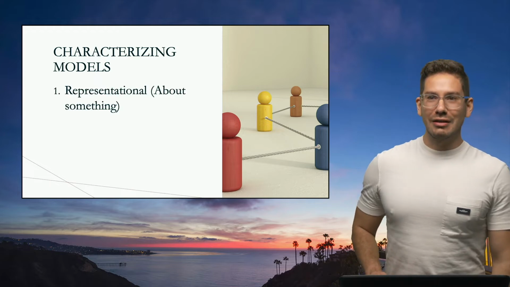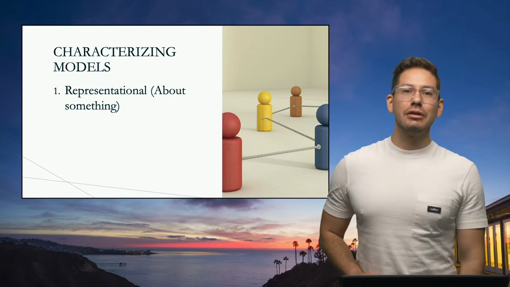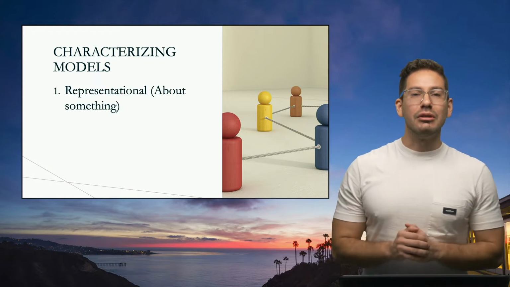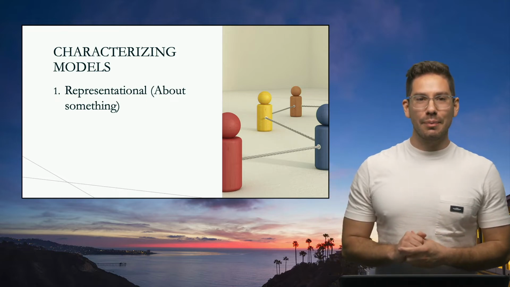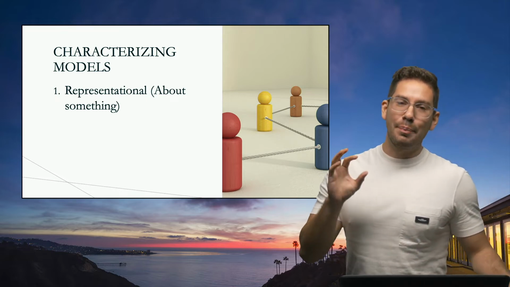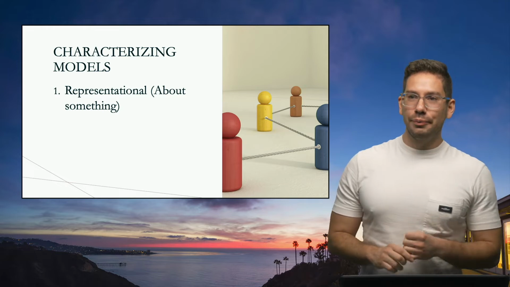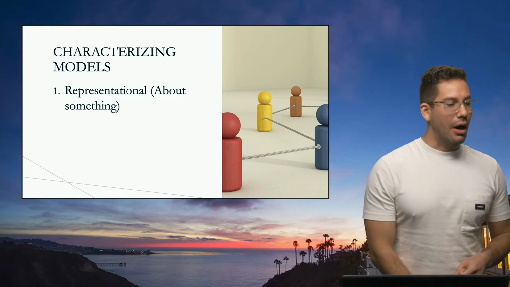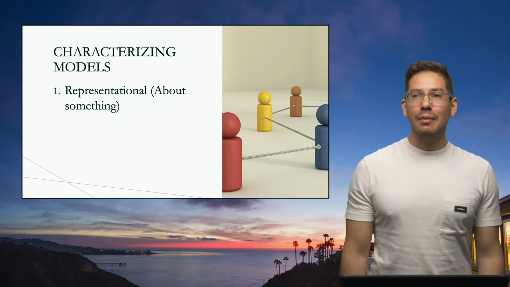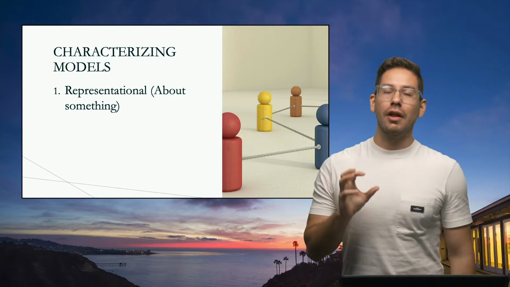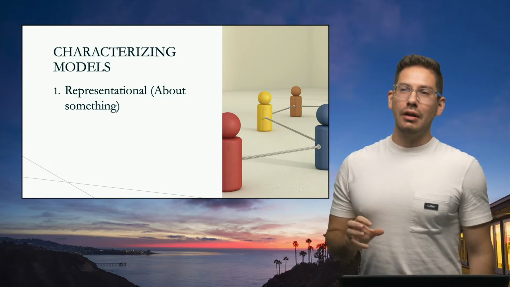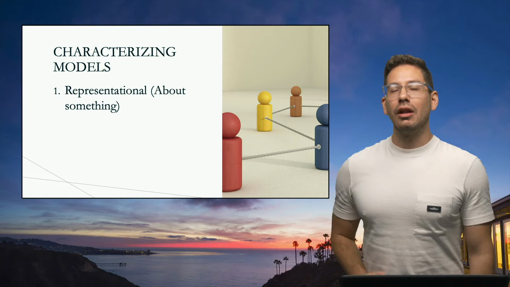So first, the characterization of models. There's three things. First, all models, no matter how different, are representational. That just means that they are about something. We call the thing they are about the target. So if they're about viruses, about bacteria, about the economy, about the climate, those things are the target. Now, when the model is itself part of the target, we call it an exemplar.